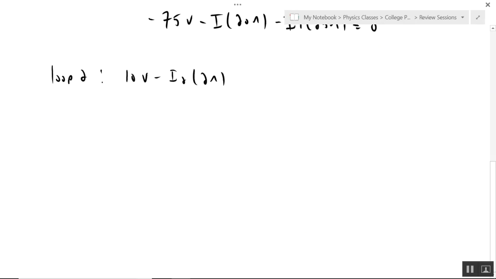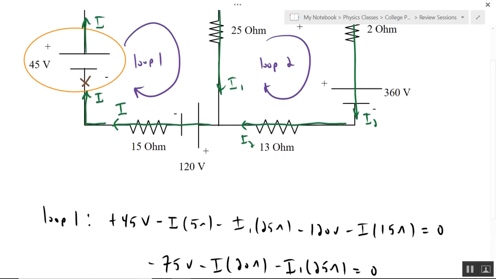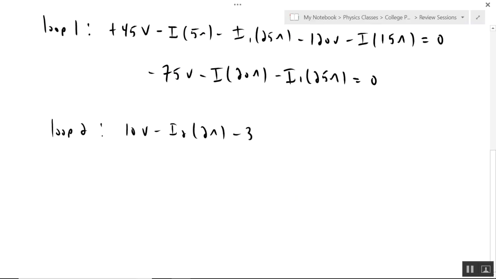I'm writing kind of fast. It's a little bit messy. Minus 360 minus I2 times 13, right? And then plus I1 times 25, right? Equals 0. And then you just got to simplify it.